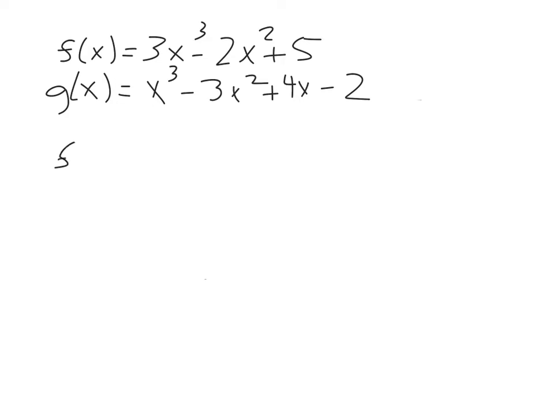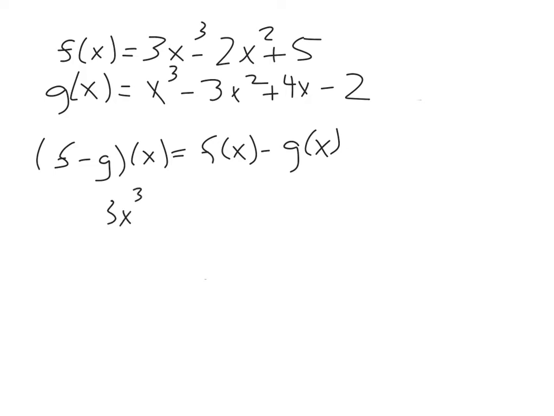Looking at this right here, what we're going to go ahead and do is we're going to do our f minus g of x, and that's equal to f of x minus g of x. And what that looks like is you have 3x cubed minus 2x squared plus 5 minus, now you're going to put parentheses around the entire g because you got to distribute that negative. So you have x cubed minus 3x squared plus 4x minus 2.